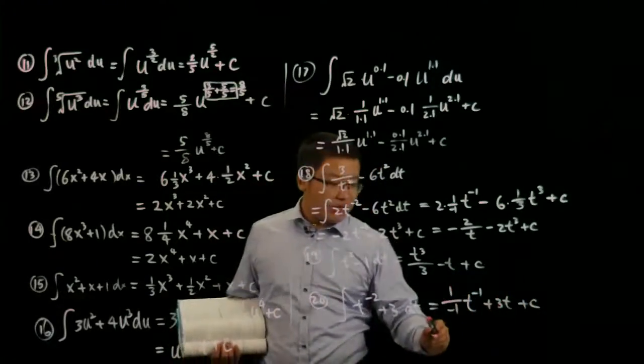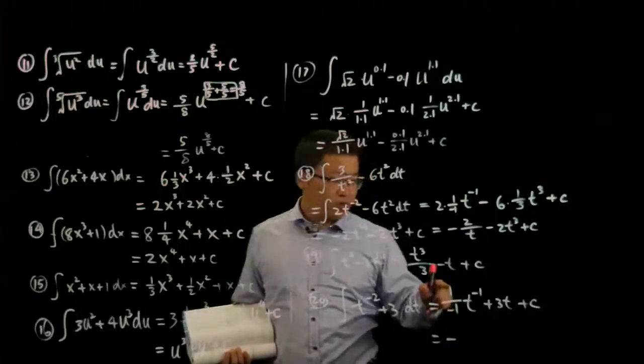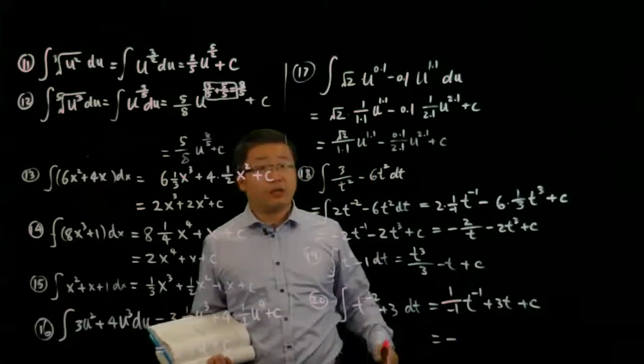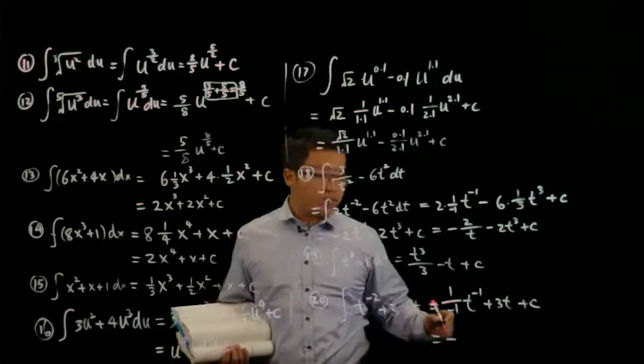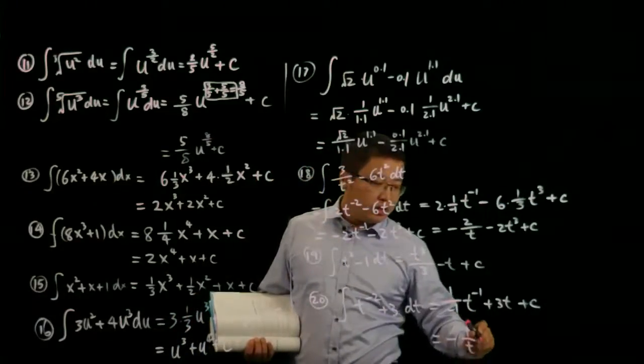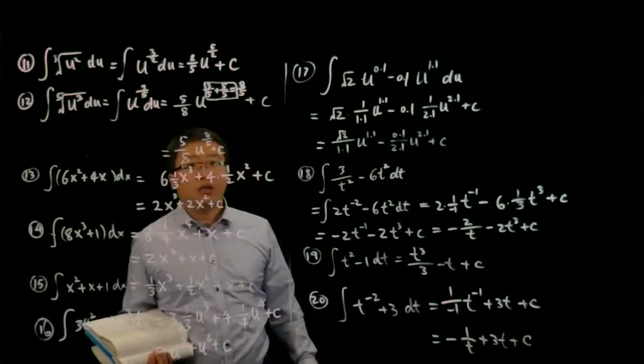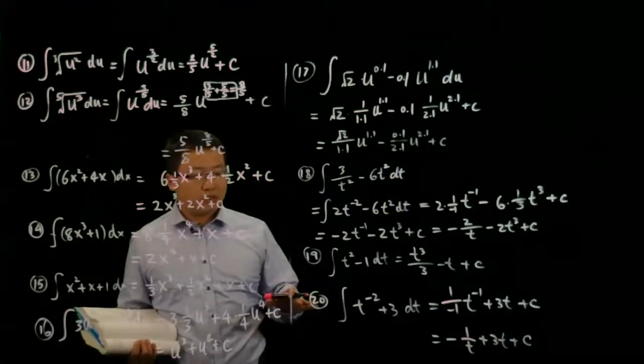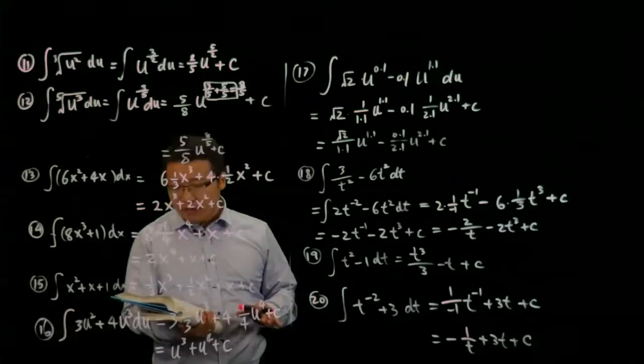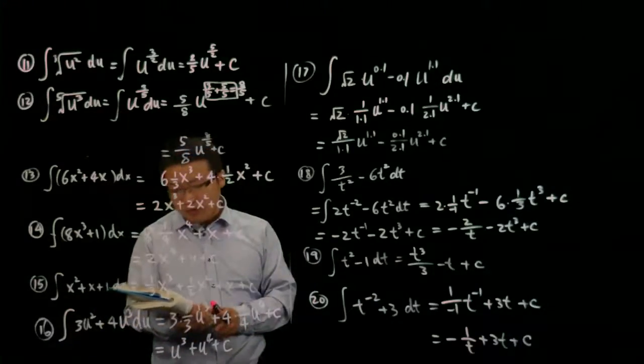To simplify this, 1 over negative 1 is still negative 1, and 1 multiplied by anything is just a negative value. So it's negative 1 over t plus 3t plus c. Okay, this is the next 20 questions. In the next section, I will cover from 21 to 30.